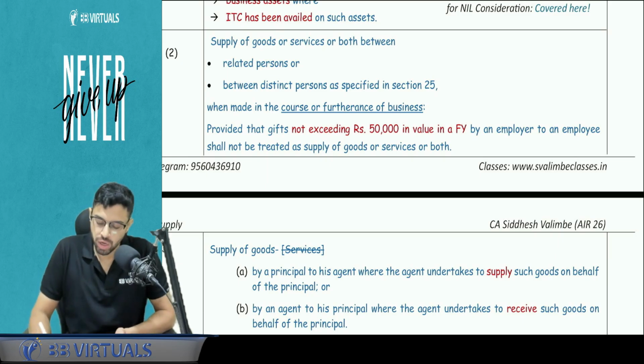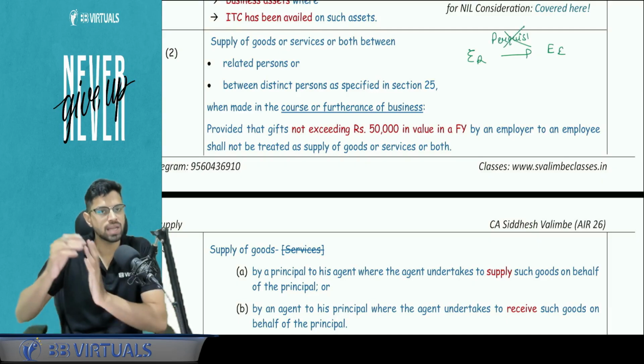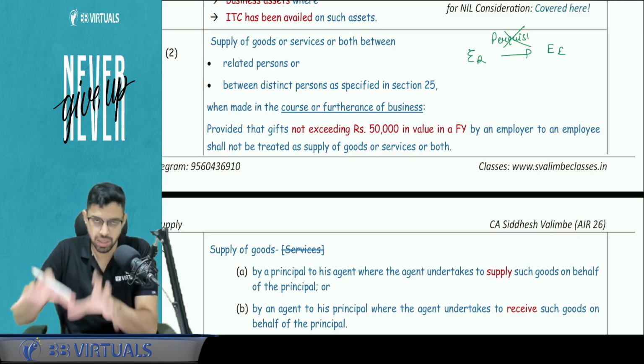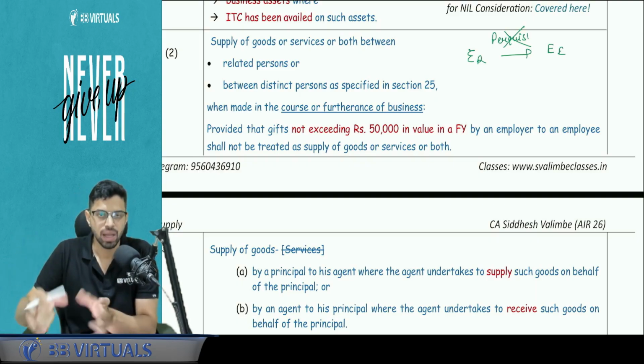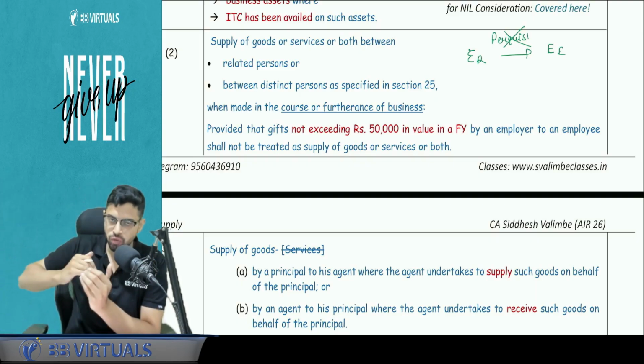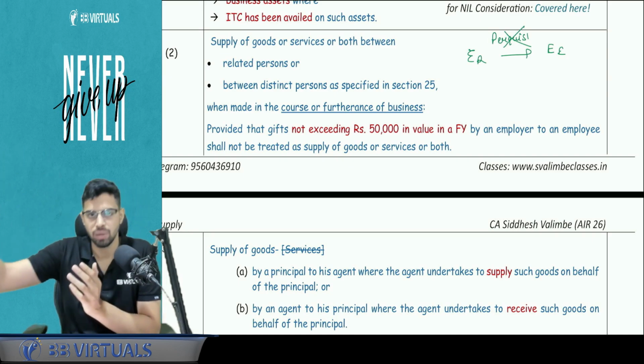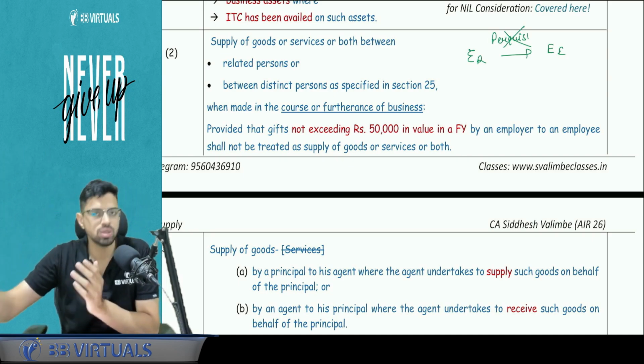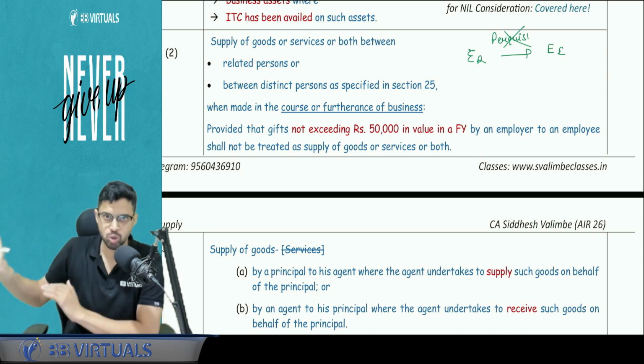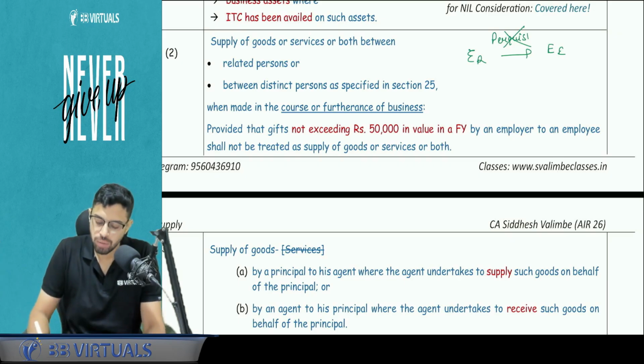Employer to employee, very important, pay attention. Employer to employee, if he is giving any kind of perquisites, these are outside the scope of GST. Why? Because perquisites are given pursuant to the contractual obligation, that is with respect to the salary contract. And whatever the employee does for me in the course of employment, and whatever salary and perquisites I give in respect of that agreement, they are outside the scope of GST. That we know. But what about gifts?